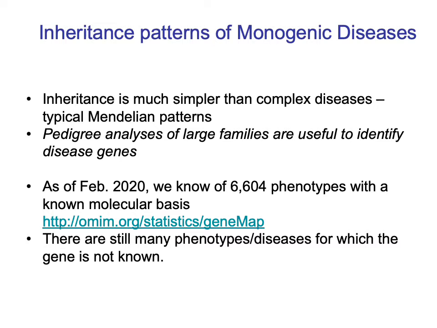Right now, as of February 2020, we know of 6,604 phenotypes or human genetic diseases that have a known molecular basis. So there are a lot of possible topics, not just that list I posted on the prior slide. And at the same time, there are still many phenotypes and diseases for which the gene is not yet known, and those will not work well for your topic for your research paper.